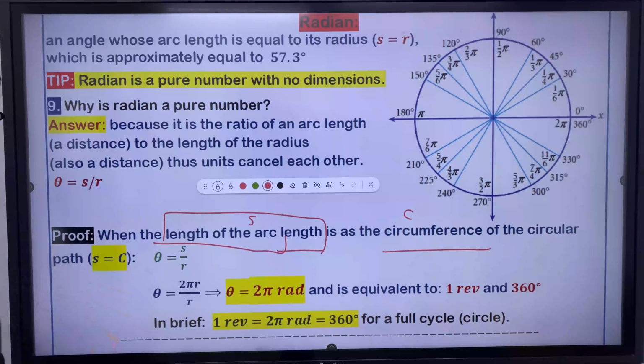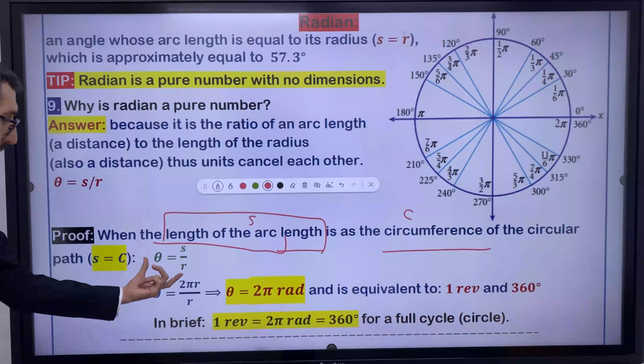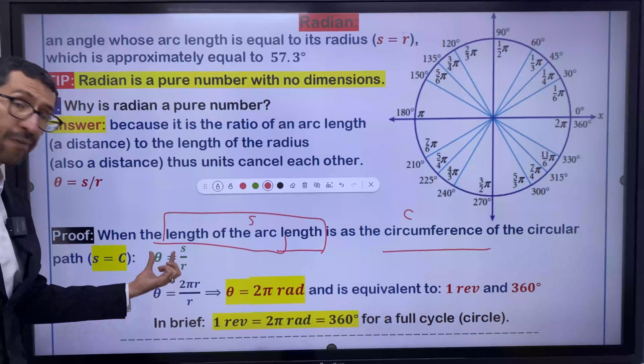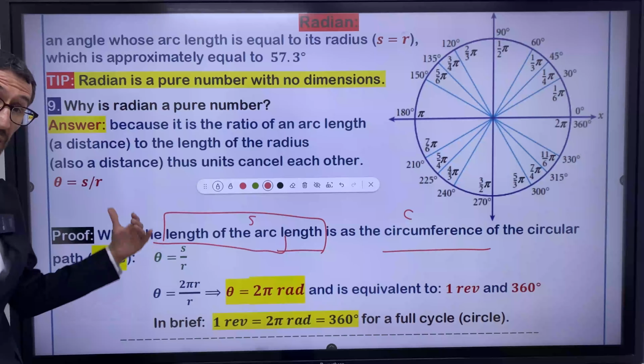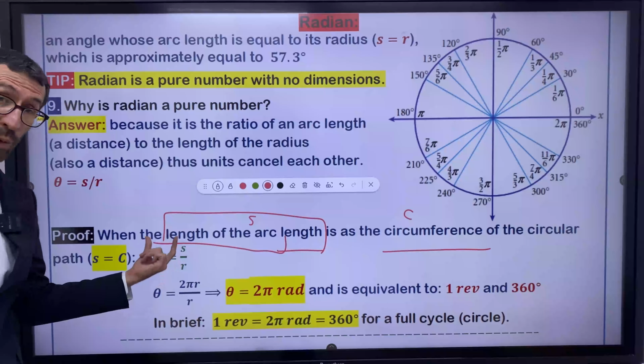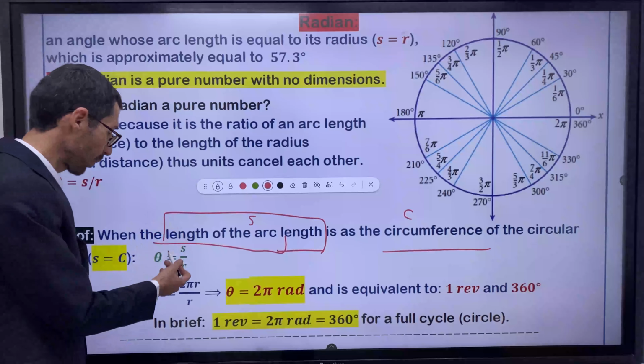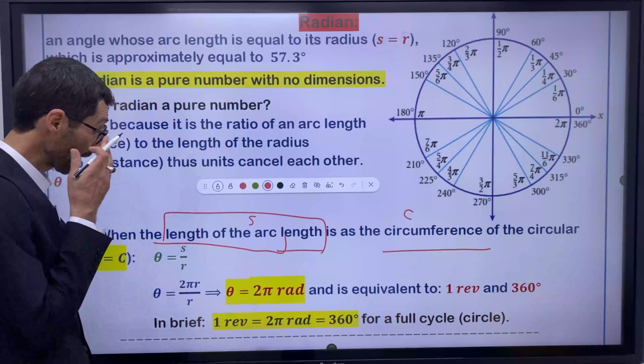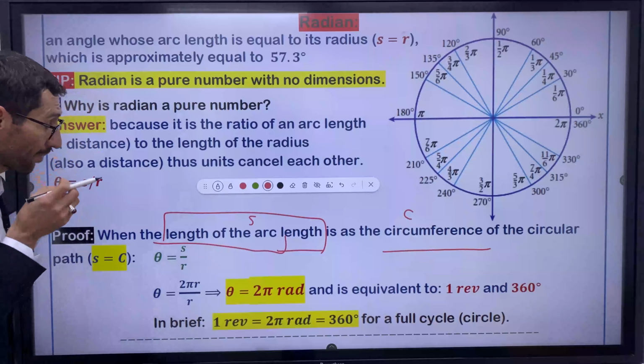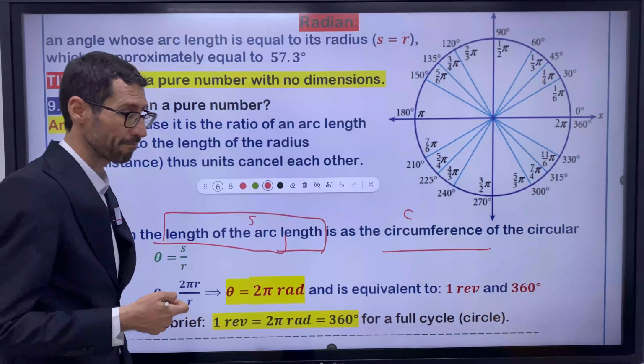Theta is equal to S over R. Actually, we have a previous equation. We are familiar with this equation. Theta is equal to S over R, and I told you this is the first equation in your textbook, right?